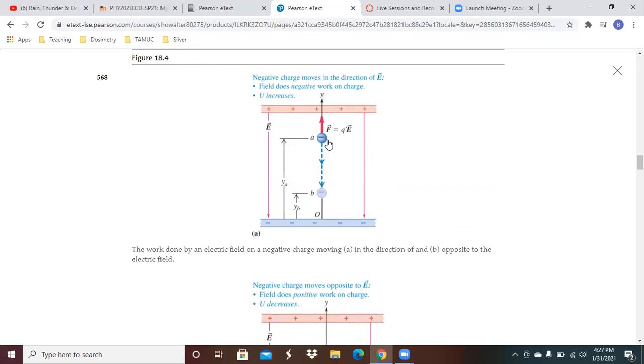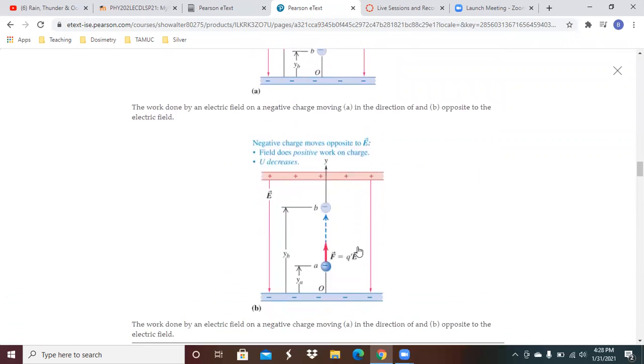So you can see here, if you replace that positive charge with a negative charge, it's going to move in the direction of E, and the field does negative work on the charge, and the potential energy increases, or I'm sorry, as it moves in this direction. Apologies on that.